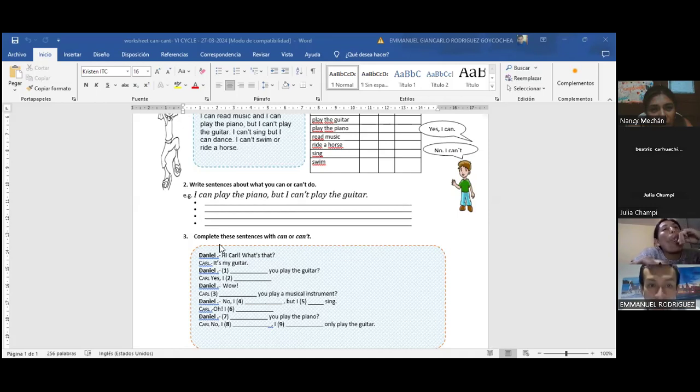Complete a sentence with can or can't. For example, hi Carl, what's that? It's my guitar. Ahora, ¿qué vas a completar aquí tú? Dice, you play the guitar. ¿Ok? And you play the guitar. Yeah, aquí en number one, ¿qué podría yo completar? ¿Can o can't? A ver, ¿quién me responde? ¿Qué completa?